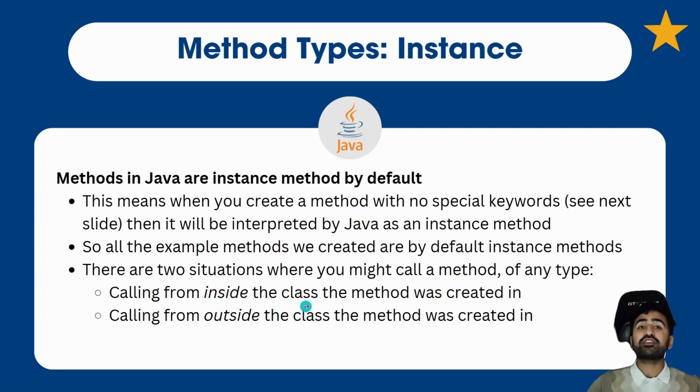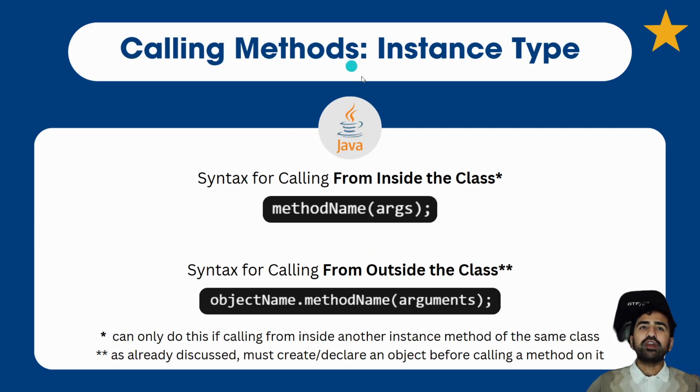You don't have to actually create an object, because once we get to classes, you'll see that when you're working from within the class, you're actually technically working from within the object. And we'll talk about that for the other types as well. So for instance type, when you're calling from inside the class, you can just use the method name. You actually don't need to create the object because you're inside the object if you're inside the class declaration.